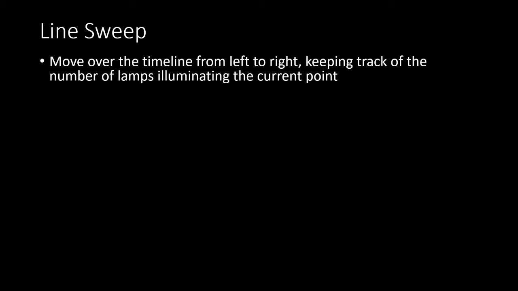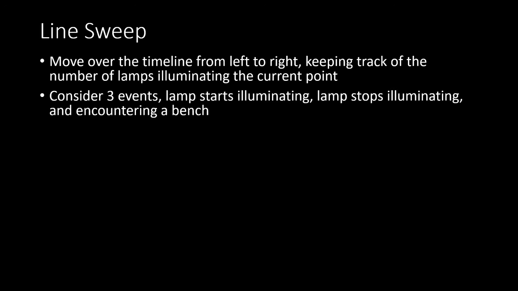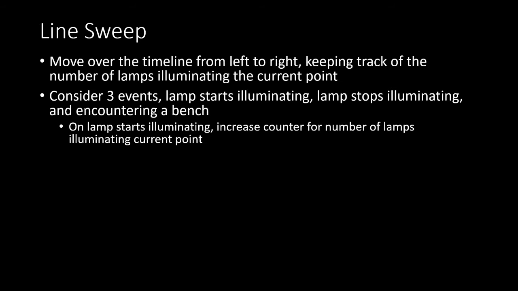So instead, we only want to consider points along the line that are actually relevant to our problem, meaning points that either have a lamp illuminating them or have a bench on them. And the way to do that is to break up this whole problem into 3 events. Those 3 events are: a lamp starts illuminating, a lamp stops illuminating, and we encounter a bench. The whole idea is that if a lamp starts illuminating, we're going to increase some counter for how many lamps are currently illuminating.